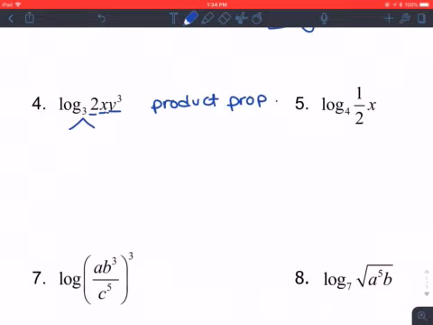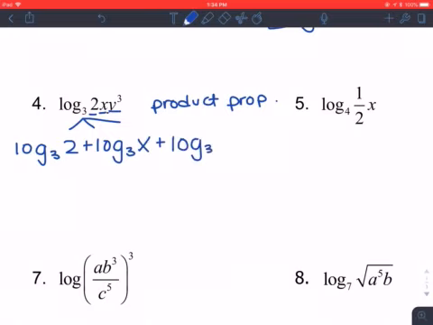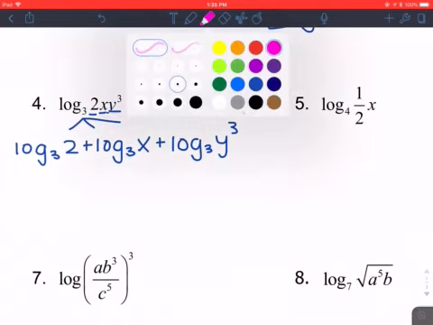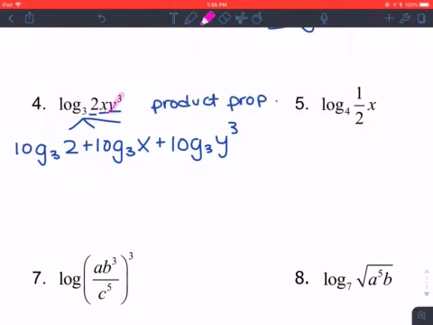And I'm going to write this as separate logs with addition. So log base 3 of 2 plus log base 3 of x plus log base 3 of y cubed. So notice this y cubed, the cube is only on the y. There are no parentheses, so I would not use that exponent of 3 for all of my 3 logs.